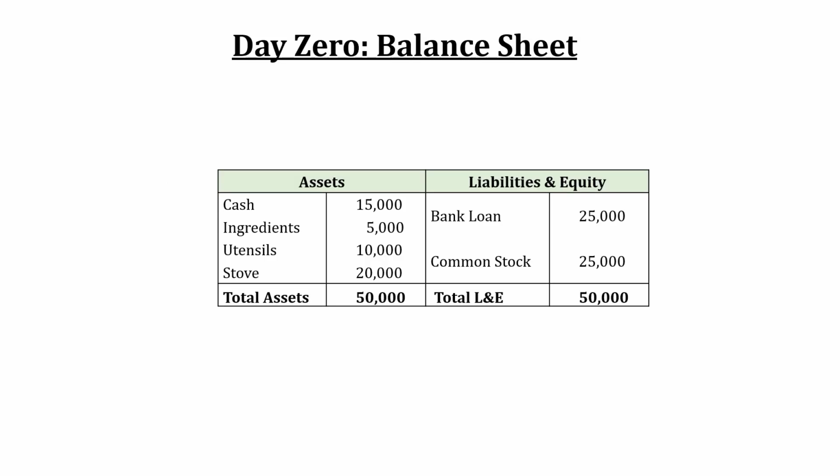And if you put these transactions in a balance sheet again, you will see that the cash was converted to ingredients, utensils and store, but the total worth of all these assets is still 50,000. There's no change on the liability and equity side.